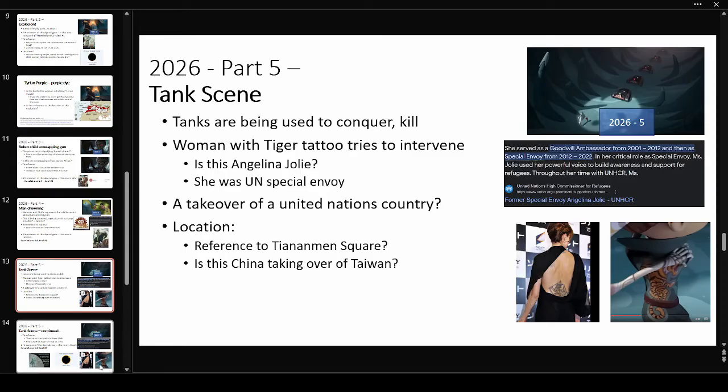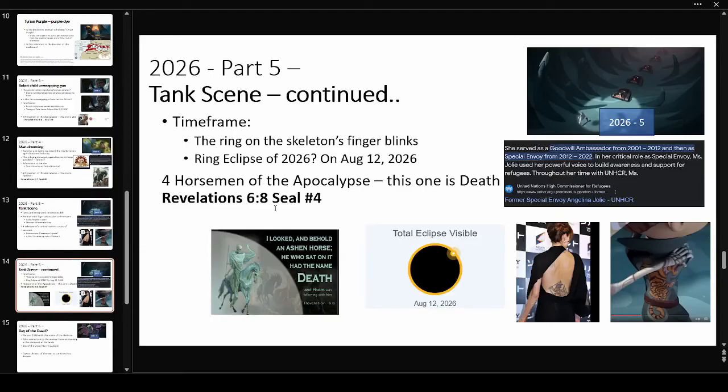In Revelation, seal number 4 tells us that this rider is given a quarter of the earth, power over a quarter of the earth to kill. So if we look at Asia, could China be given more power to go and create destruction and death across Asia?